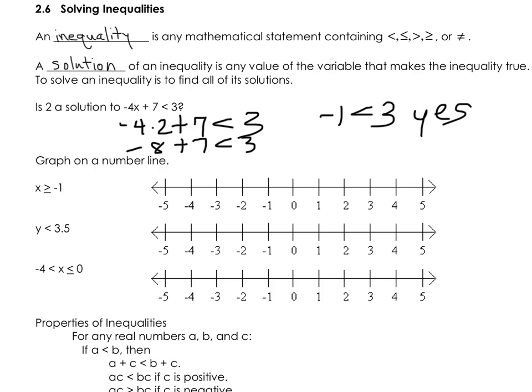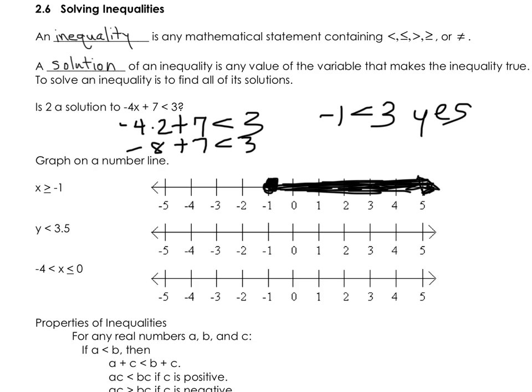Let's graph these on a number line. x is greater than or equal to negative 1. It can be equal to negative 1, so we're going to put a dot at negative 1, and we're going to make it solid. We're going to color it in so that we can show that negative 1 is part of the solution. x is greater than negative 1 has to be to the right. And we're going to draw an arrow and shade it in to show that the solution keeps on going in that direction.